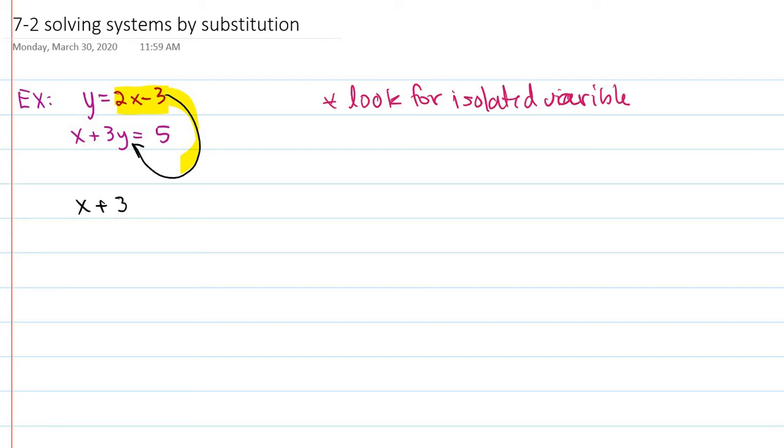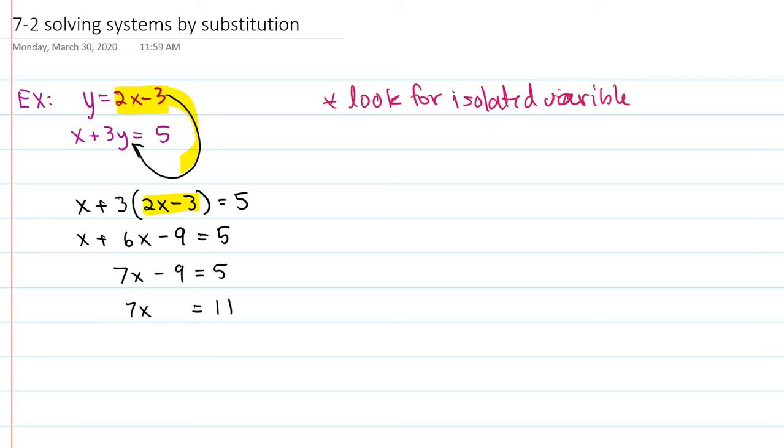So this becomes x plus 3 times 2x minus 3 equals 5. And recall, this thing, that's the value of y, so I'm just substituting the value of y for y in that equation. Once I've done that, now I'm just going to go ahead and solve. So I'm going to distribute: x plus 6x minus 9 equals 5. I'm going to combine like terms: 7x minus 9 equals 5. I'm going to add 9 to both sides. So 7x equals 14. And then I divide by 7 to isolate the x. And x is equal to 2.